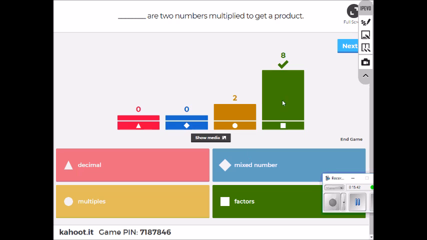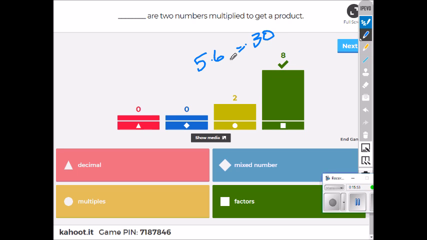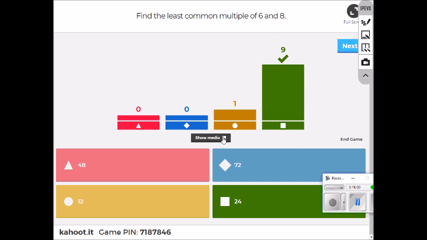Okay? So these are going to be the factors. Good job. We still had a couple of you say multiples, but factors are the numbers that multiply to get a product. So for instance, 5 times 6, that's 2 numbers being multiplied to get a product of 30, right? So 5 and 6 aren't the multiples of 30, though, are they? They're the factors, right? So another LCM question there.